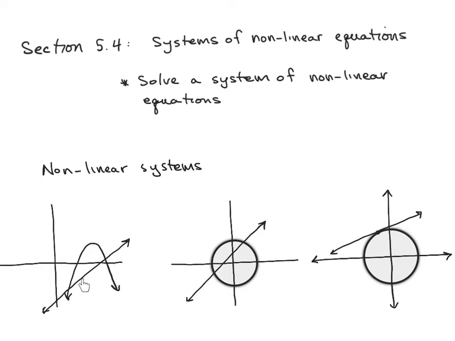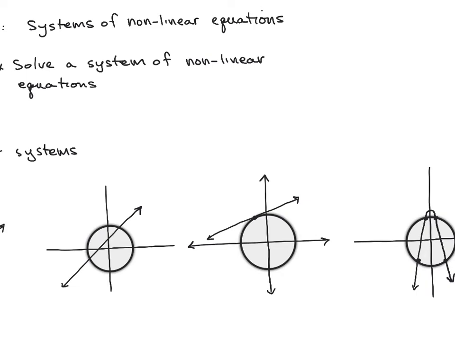with a linear function. In this case, there are 2 points of intersection, so there would be 2 solutions to this system of nonlinear equations. We also could look at having something where possibly we have a circle and a line, again providing 2 points of intersection, so there'd be 2 solutions there.